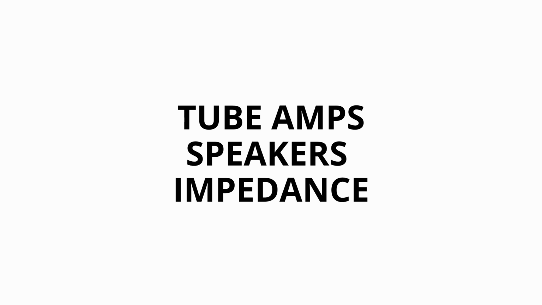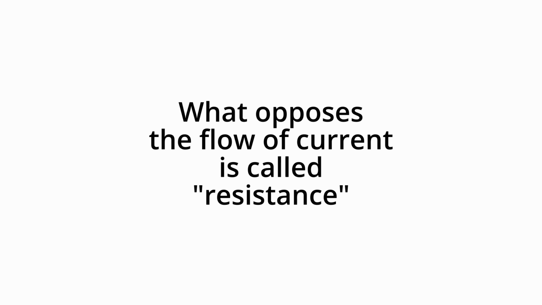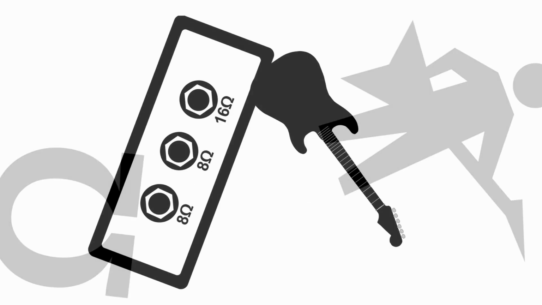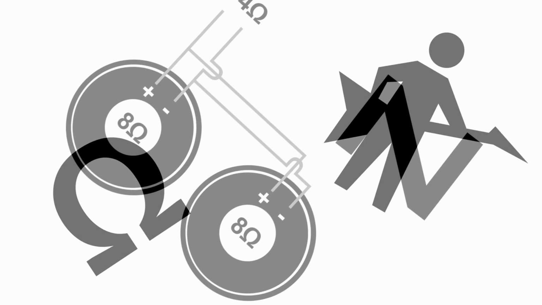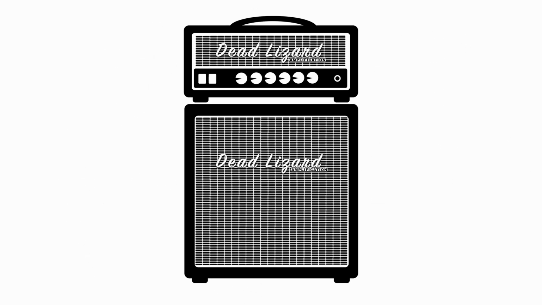Tube amps, speakers, and impedance. So what is impedance? Whatever opposes the flow of current in electrical systems is called, or can be measured as, resistance. Impedance is sort of like resistance, but it only opposes alternating current, whereas resistance opposes both AC and DC. We will probably be using the word resistance more in this video, but just be aware that the right term for speaker resistance in the tube amplifier world is impedance.